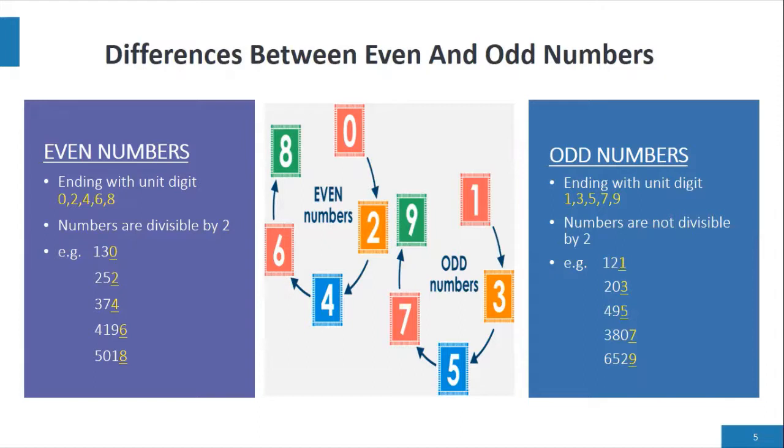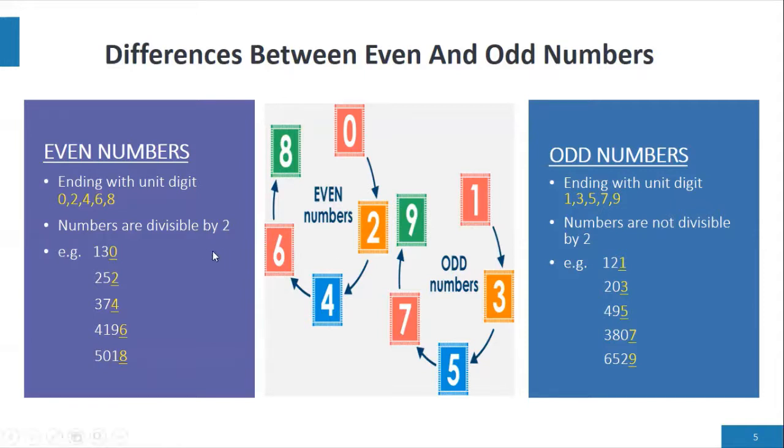5018, 8 is the unit value, so this is also an even number. On the right side are odd numbers, those numbers which have their unit values 1 or 3 or 5 or 7 or 9, so they are called odd numbers, and they are not divisible by 2. If we divide an odd number by 2, there would be a remainder of 1.